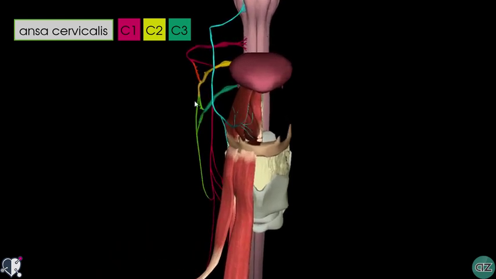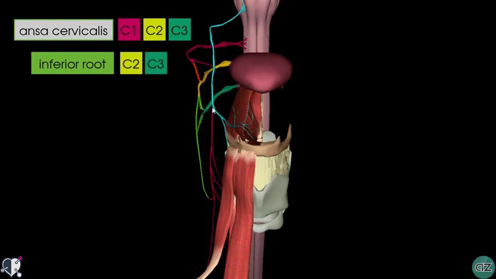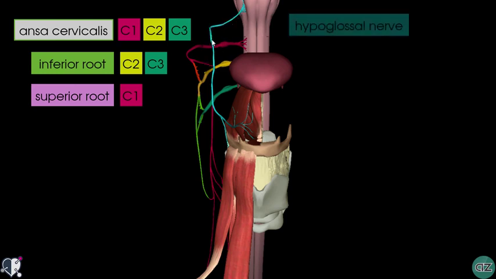The green part of the ansa cervicalis here is the inferior root, and it arises from spinal roots C2 and C3. In pink, we've got the superior root of the ansa cervicalis, and this arises from spinal root C1, which you can see here. This blue nerve, which you can see on the model, is the hypoglossal nerve. So some of the fibers from C1 travel with the hypoglossal nerve.